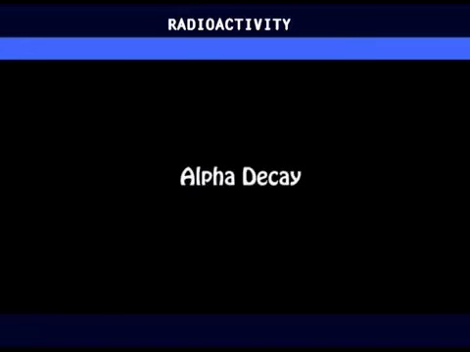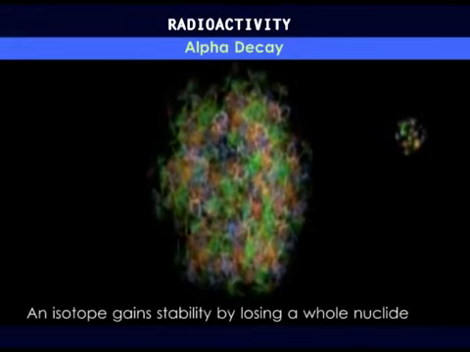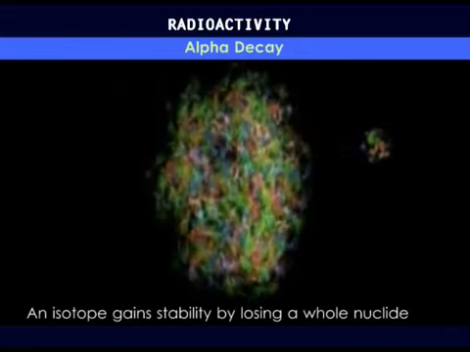Alpha decay. Alpha decay occurs when an unstable isotope gains stability by losing a whole nuclide. An alpha particle is basically a helium nucleus represented as shown here.